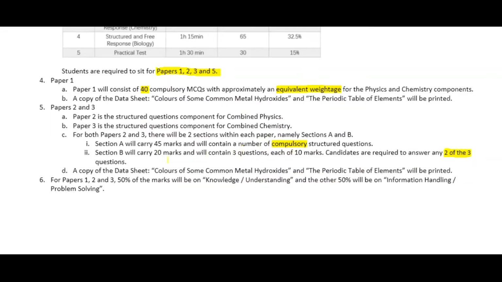So the rough allocation of marks for papers 1, 2, and 3 will be such that 50% of the marks will be on knowledge and understanding, and the other 50% will be on information handling and problem solving, right? So just take note, what this means is that there will not just be a regurgitation of information in the questions, but the questions will also be testing on your ability to analyze data.